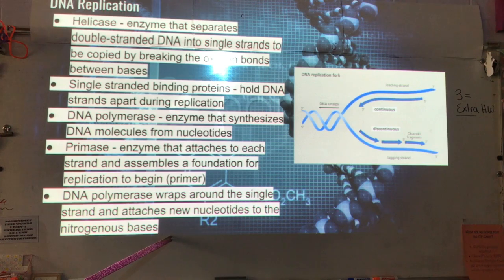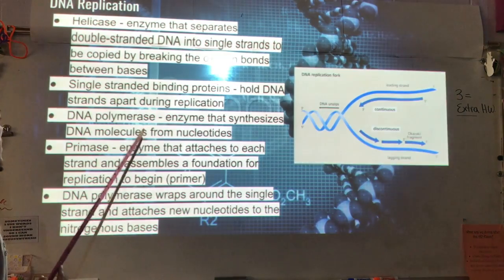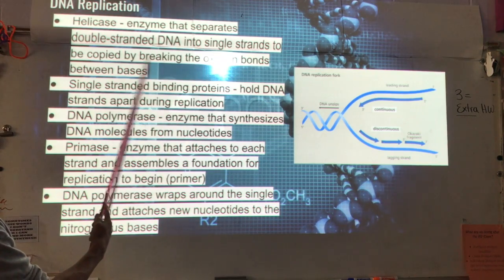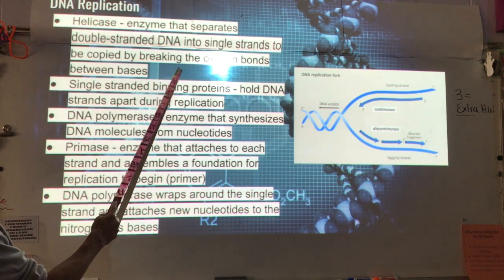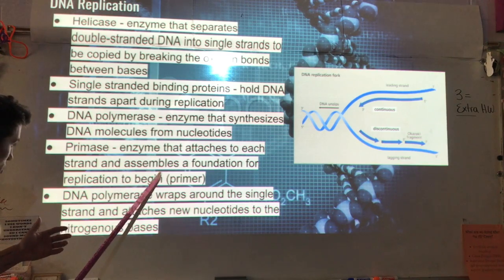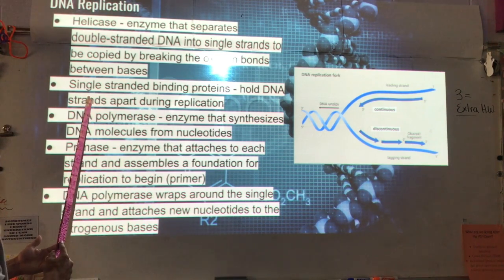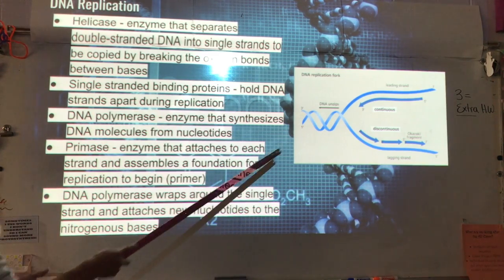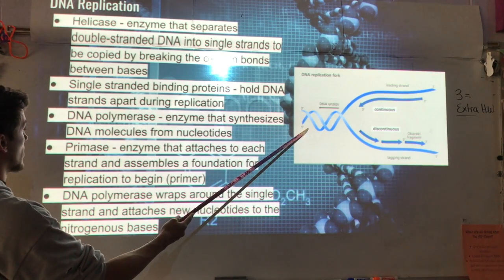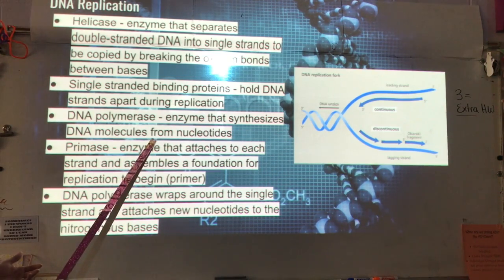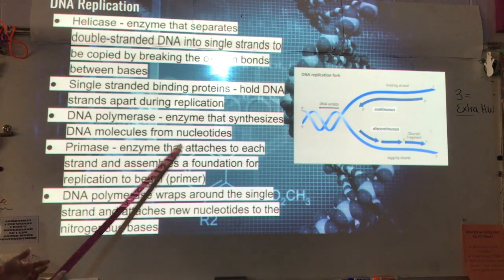So DNA replication, just a basic level of replication, transcription, translation on a biochemical level. Helicase is an enzyme. We're going to get into enzymes in a little bit. Helicase separates the double-stranded DNA into single strands to be copied by breaking the hydrogen bonds between bases. That's very important because it allows other enzymes to go in and help copy. Single-stranded binding proteins hold the DNA strands apart during replication. So during replication, the DNA unzips, held apart by the single-stranded binding proteins, and then DNA polymerase can come in and synthesize the DNA molecule from its nucleotides.